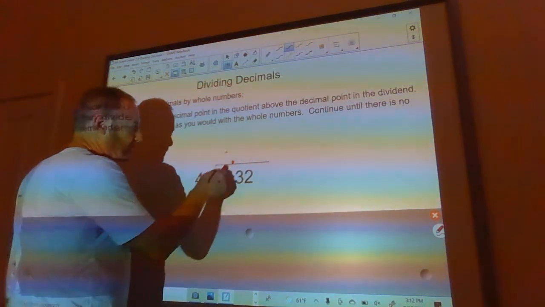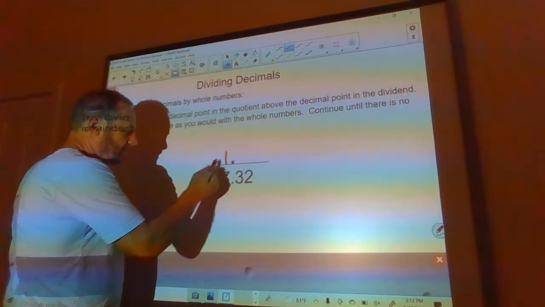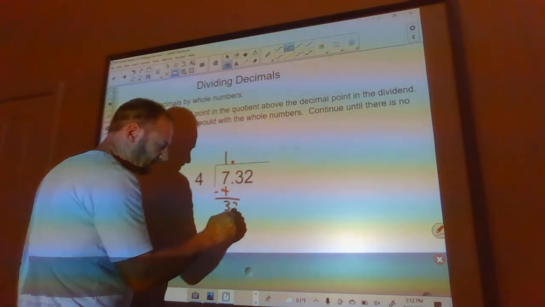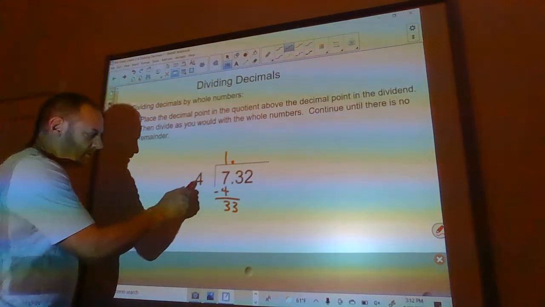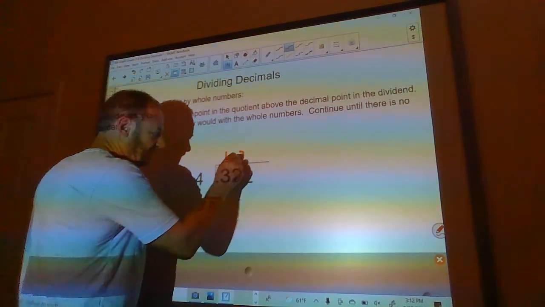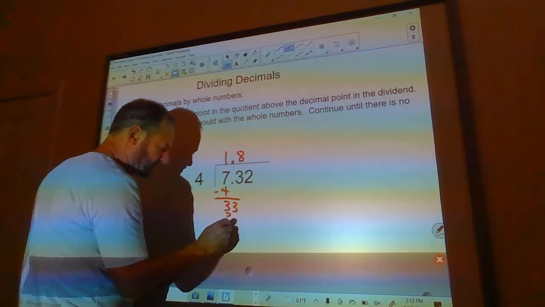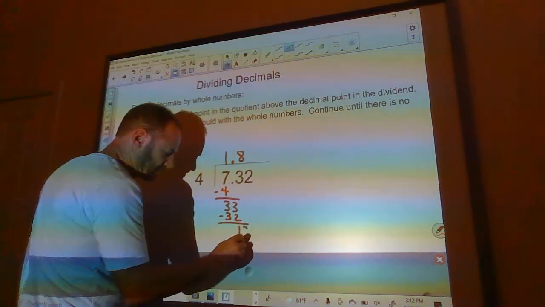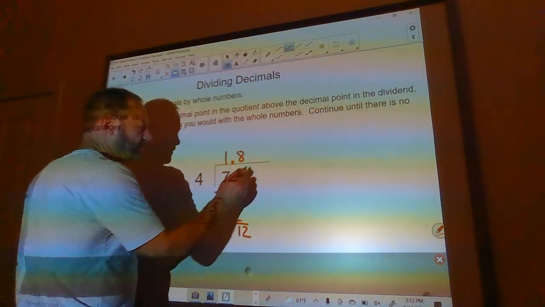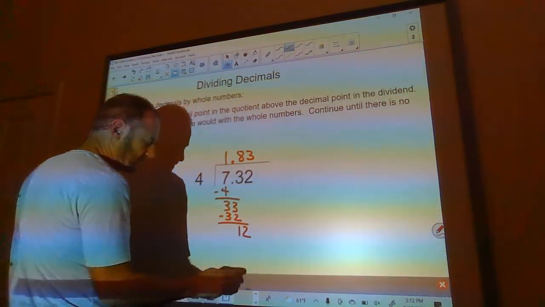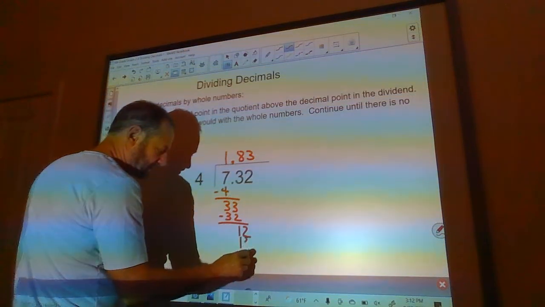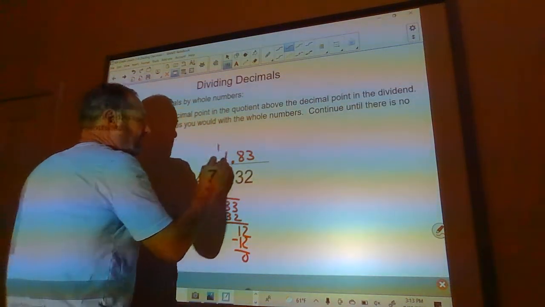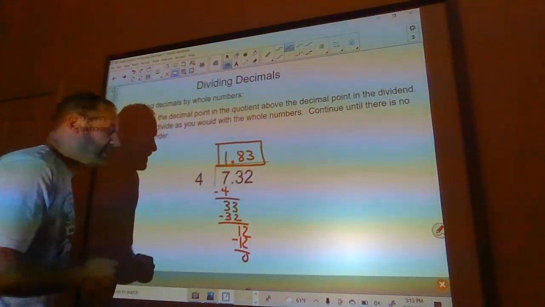Now, 4 will go into 7 one time, and 1 times 4 is 4, and I subtract, and that leaves 3, and I drop down my 3. 4 will go into 33 8 times, because 8 times 4 is 32. Subtract again, I get 1, drop down my 2. 4 will go into 12 3 times. 3 times 4 is 12. Subtract, I get 0, which means I'm done. So 1.83 is my answer. How's that? A piece of cake.